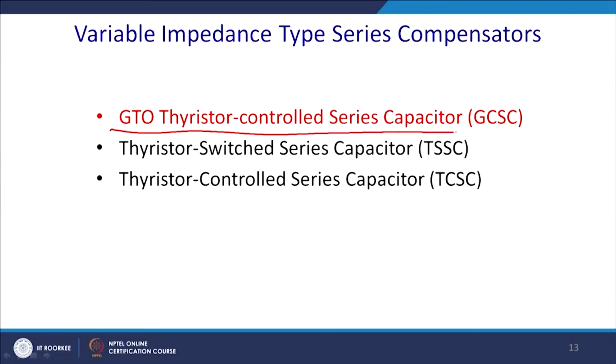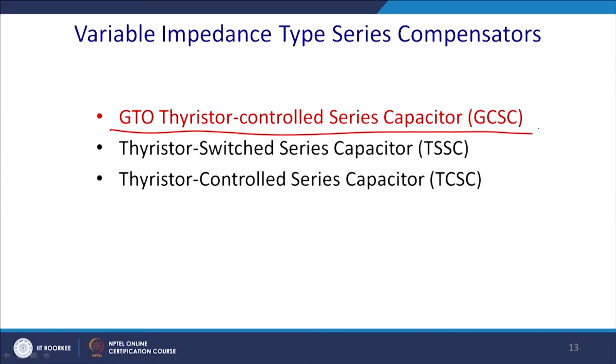Now, we are going to discuss different types of series compensator. First we will take the impedance based series compensator that will change the impedance of the line. Thereafter we will see the converter based series converter, where it injects the voltage. Both will be discussed. Let us first take the different types of impedance type series compensator, that is basically the GTO controlled series capacitor.